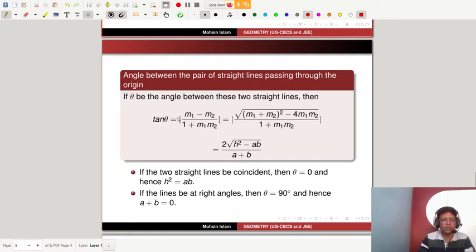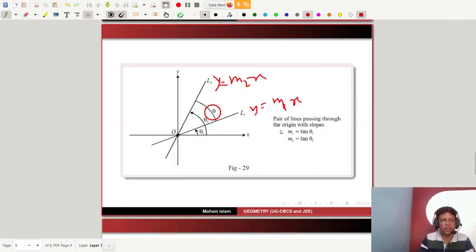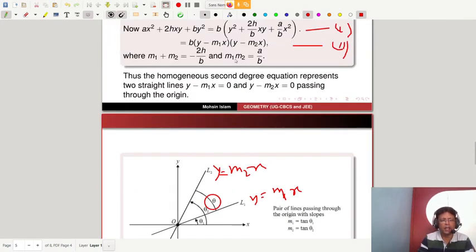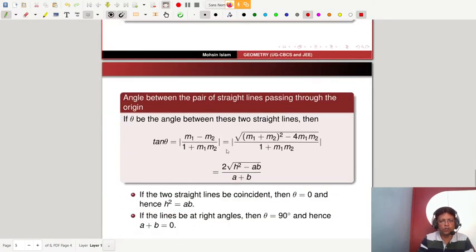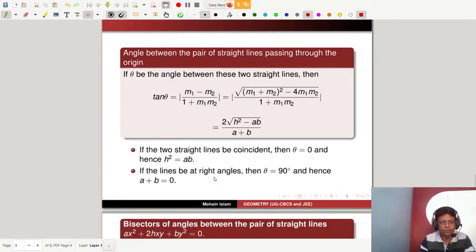Now you can express m1 minus m2 as the square root of (m1 plus m2) whole squared minus 4 m1 m2, and you know the values of m1 plus m2 and m1 m2. m1 plus m2 is minus 2h by b, and m1 m2 is a by b. If you substitute, you will get a relationship. Theta is tan inverse of twice the square root of h squared minus ab, over a plus b. So this is the angle theta between two straight lines. Very important relations in pair of straight lines, and very easy to evaluate.